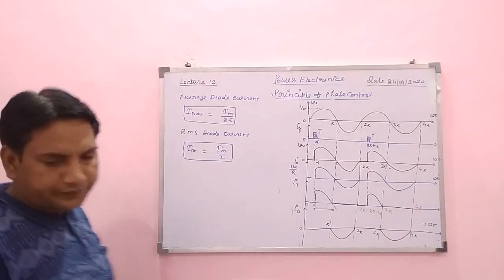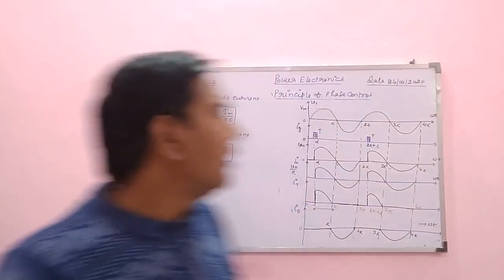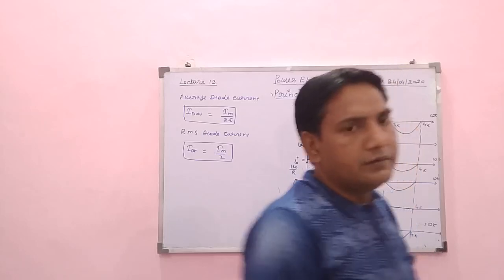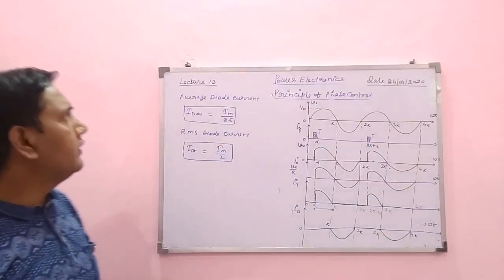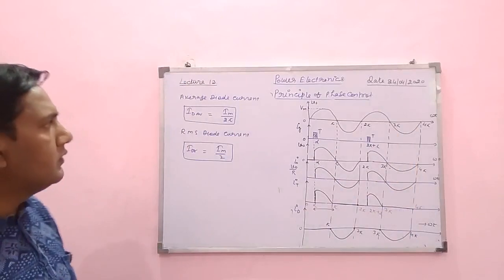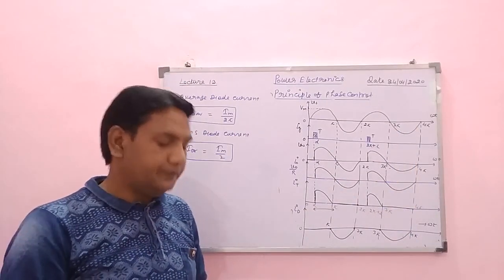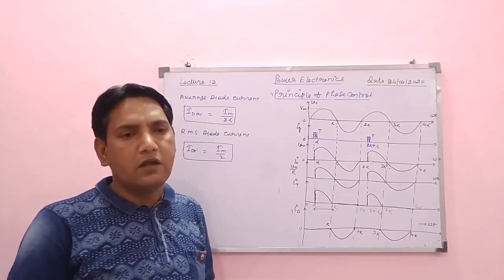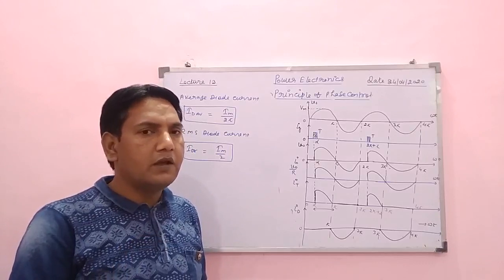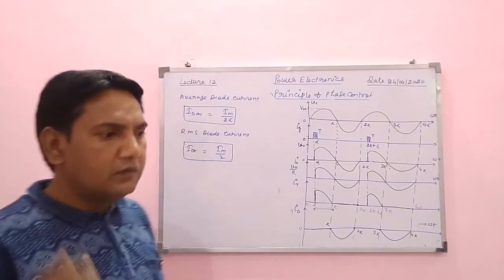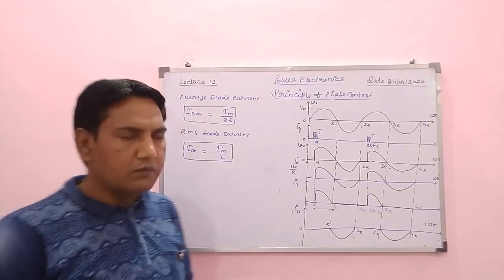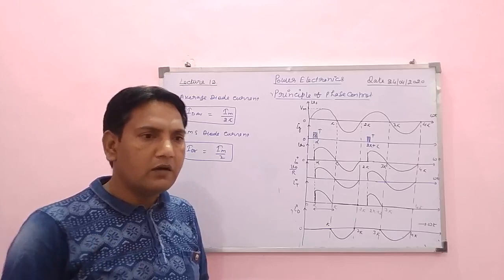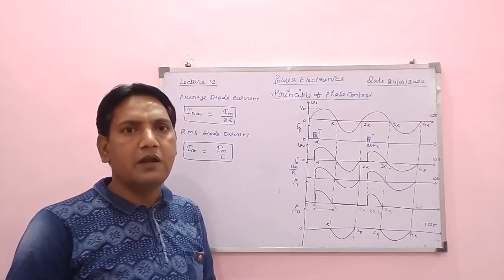So this is the case of the single phase half wave AC voltage controller. In the next lecture, lecture number 14, we will discuss the single phase full wave AC voltage controller, in which we have to control both cycles of the input supply, that is the positive cycle as well as the negative cycle. As we have to control both the positive half cycle and the negative half cycle, we have to connect the control switches in anti-parallel connection.